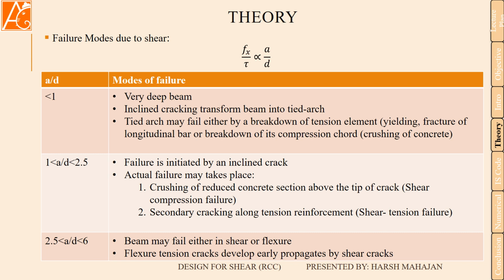So shear itself is composed of two things. In one diagonal direction it will create a tension and in the other there will be a compression. If a by d is between 2.5 to 6, the beam may fail either in shear or flexure.